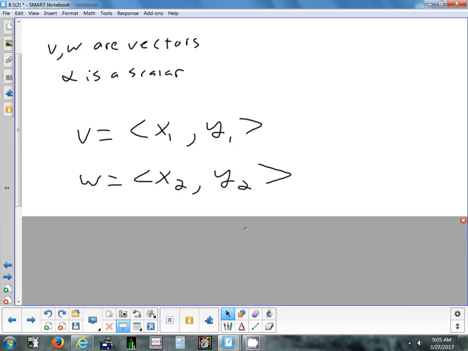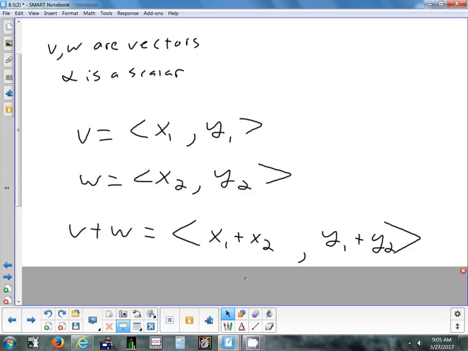Okay, if you want to add vectors v and w, rather than drawing it out and connecting the ending point and the starting point and then drawing in the diagonal, all you have to do to add two vectors, or not doing it visually, is take the x components, add them up. Take the y components, and add those up. So now we've got a way to add two vectors without drawing anything at all.